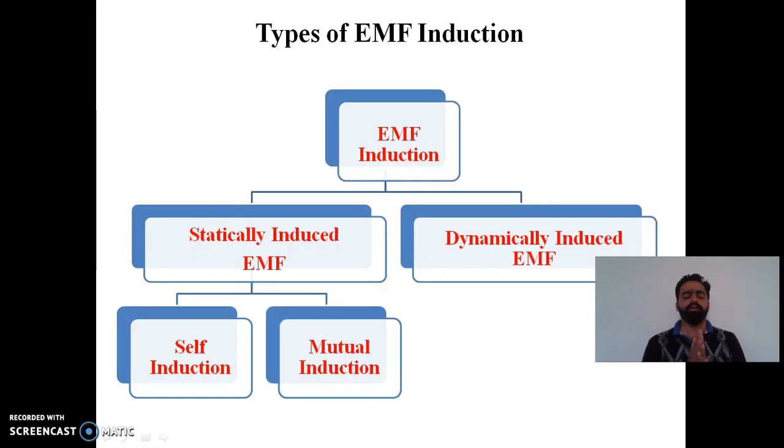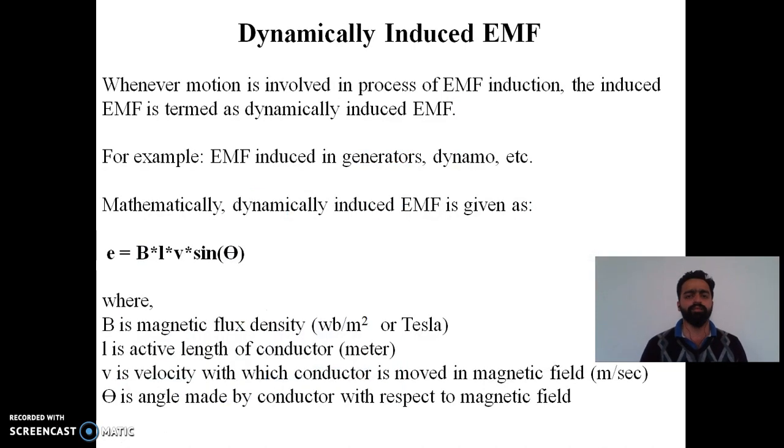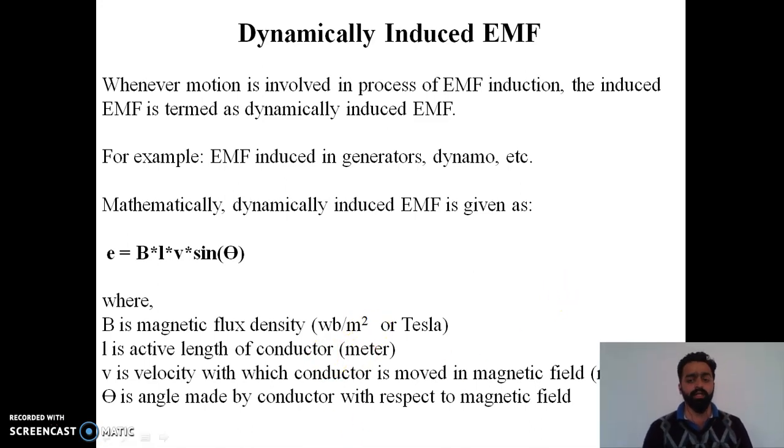So now we need to understand what are different types of induced EMFs. Basic two types of induced EMFs are statically induced EMF and dynamically induced EMF. Statically induced EMF is further classified into self-induction and mutual induction. Now we will understand what is meaning of dynamically induced EMF. Whenever there is relative motion between magnet and a coil, that is, whenever the process of motion or dynamics is involved and that is leading to EMF induction, then it is called dynamically induced EMF. For example, EMF induced in generators, dynamo, etc.